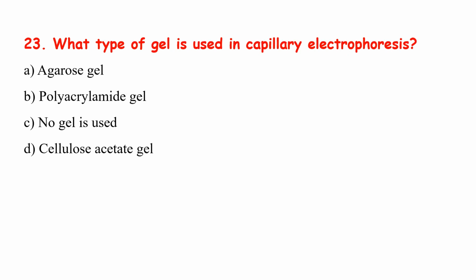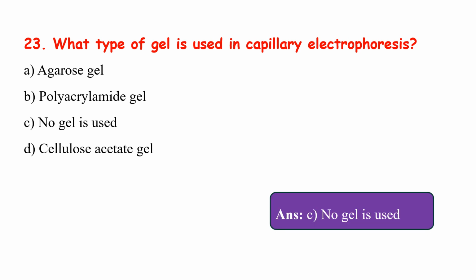What type of gel is used in capillary electrophoresis? Agarose gel, polyacrylamide gel, no gel is used, cellulose acetate gel. The correct answer, no gel is used.